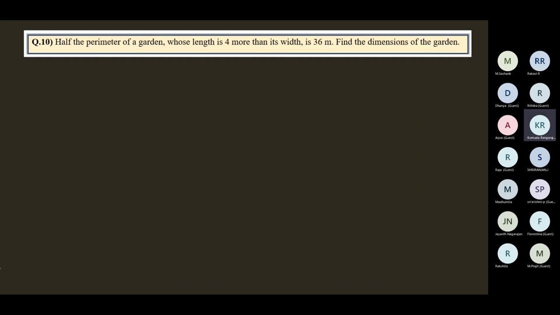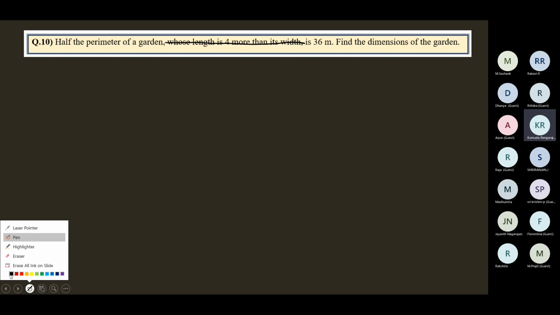Half the perimeter of a garden. Now this garden is rectangular. When you read further, you can make out this garden is rectangular. It's not given, but since the length and breadth are given, it is a rectangle. Half the perimeter of a garden whose length is 4 more than its width is 36. Now how do you understand this information? Half the perimeter of the garden is 36 meters.